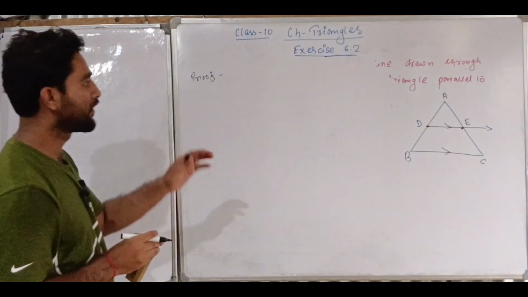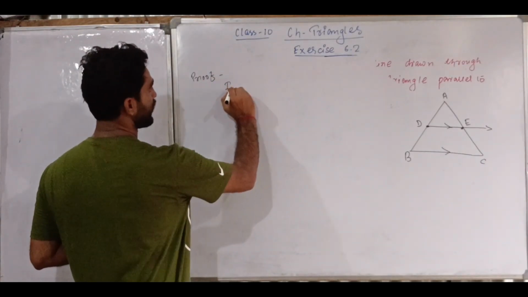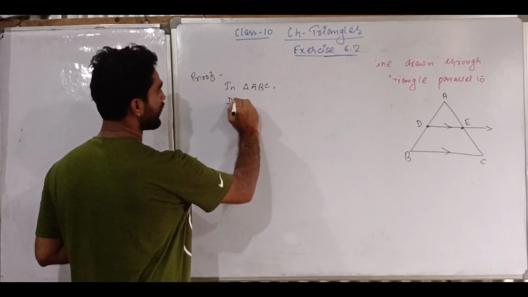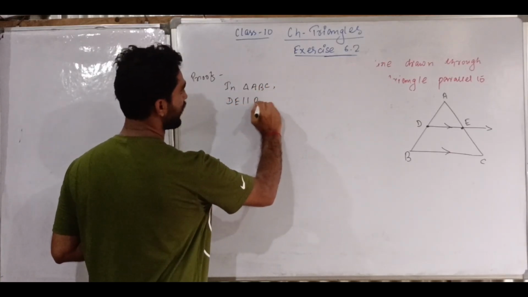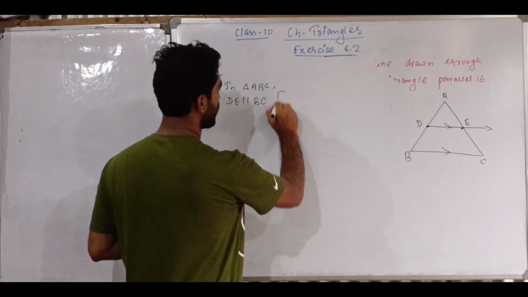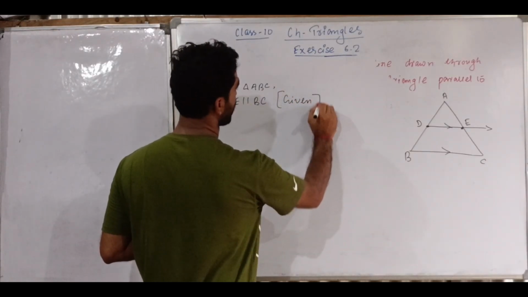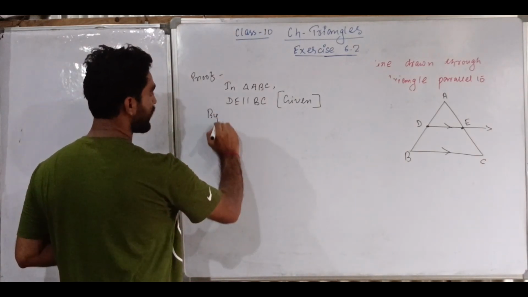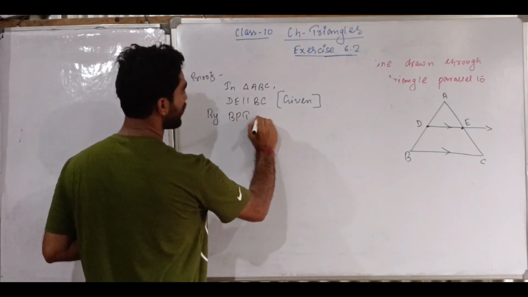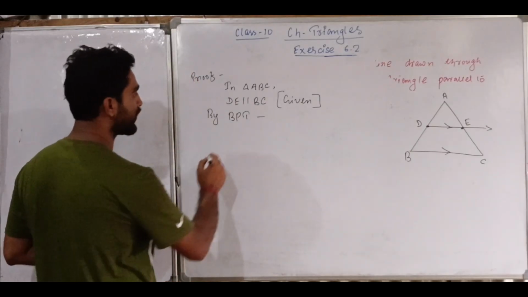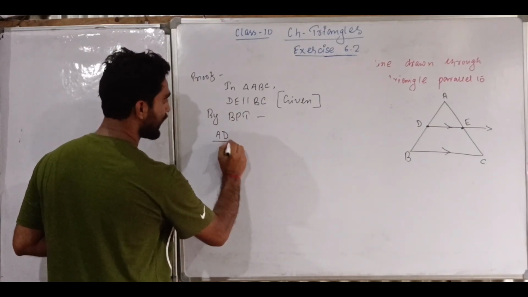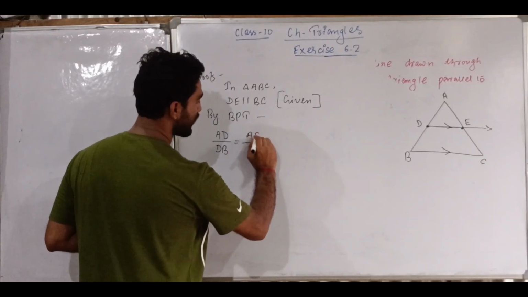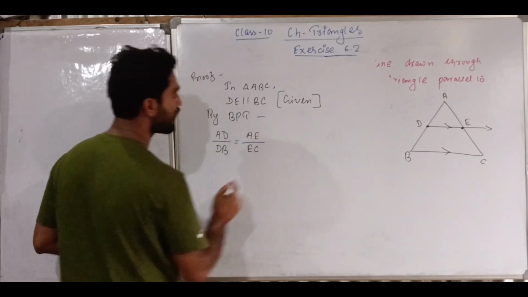Proof. You see, in triangle ABC, this DE is parallel to BC. This information is given in the question. Now one triangle is there, parallel lines are there. So we can apply the basic proportionality theorem. So from the basic proportionality theorem, we can say this AD divided by DB is equal to AE divided by EC.